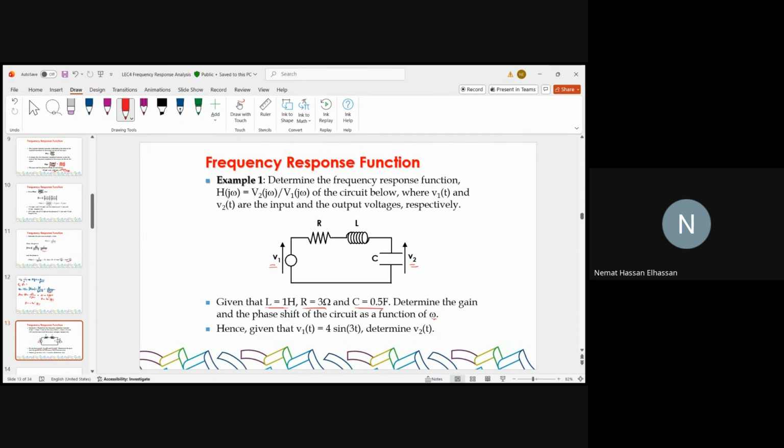And the question is, can you determine the gain and the phase shift of this circuit as a function of omega? So you're not given omega. And then after that, if V1 is 4 sine 3t, can we evaluate V2? So it's a two-part question. Let's start with the first part.